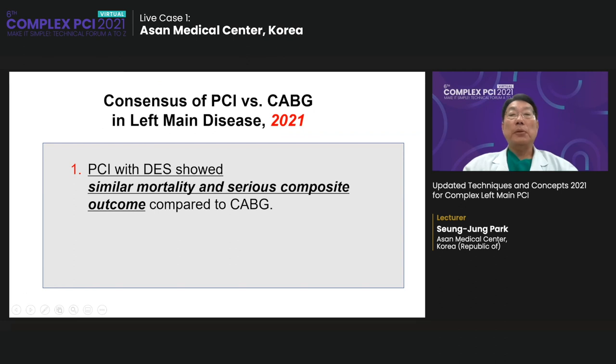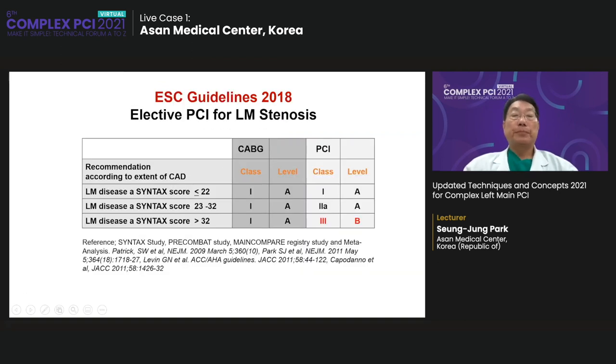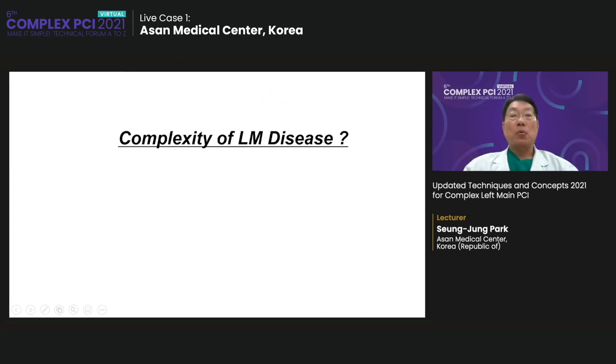So the consensus of PCI versus bypass surgery, efficacy concern: PCI showed similar mortality and serious composite outcome compared to bypass surgery. PCI was associated with a higher risk of repeat revascularization and lower risk of stroke compared to bypass surgery. So, in the 2018 guideline, elective PCI for left main disease with intermediate SYNTAX scores up to 32 is a class 2A indication. For low SYNTAX scores, class 1A is clear. It is not a surgical disease anymore.